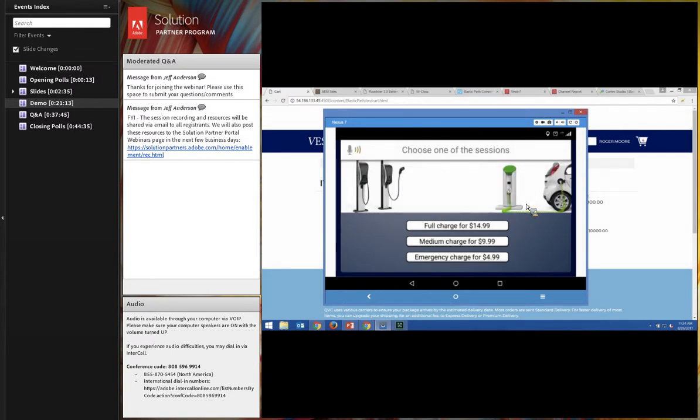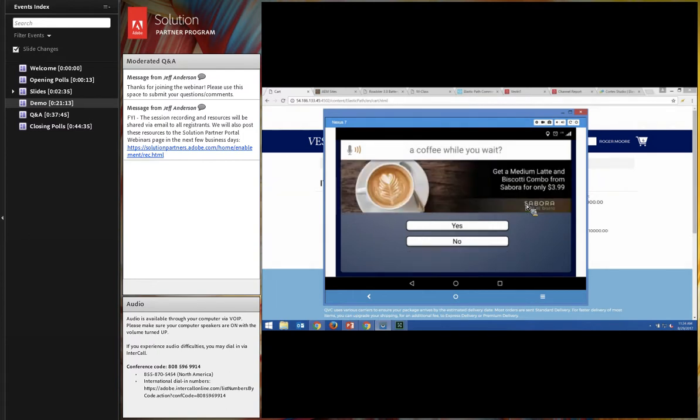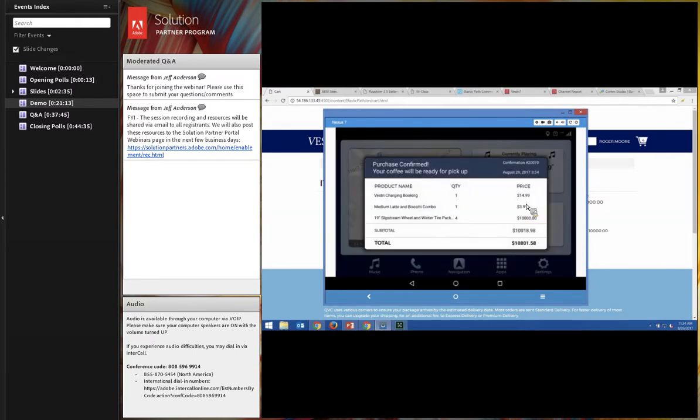Okay, choose one of the listed charging session times. We want to go all the way, so we'll do a full charge. Full charge? Would you like a coffee while you wait for your car to finish charging? Yes, please. Your coffee will be ready for pickup. Okay. Thank you for trying out Elastic Path's car demo. So Alexa, launch dashboard to restart.